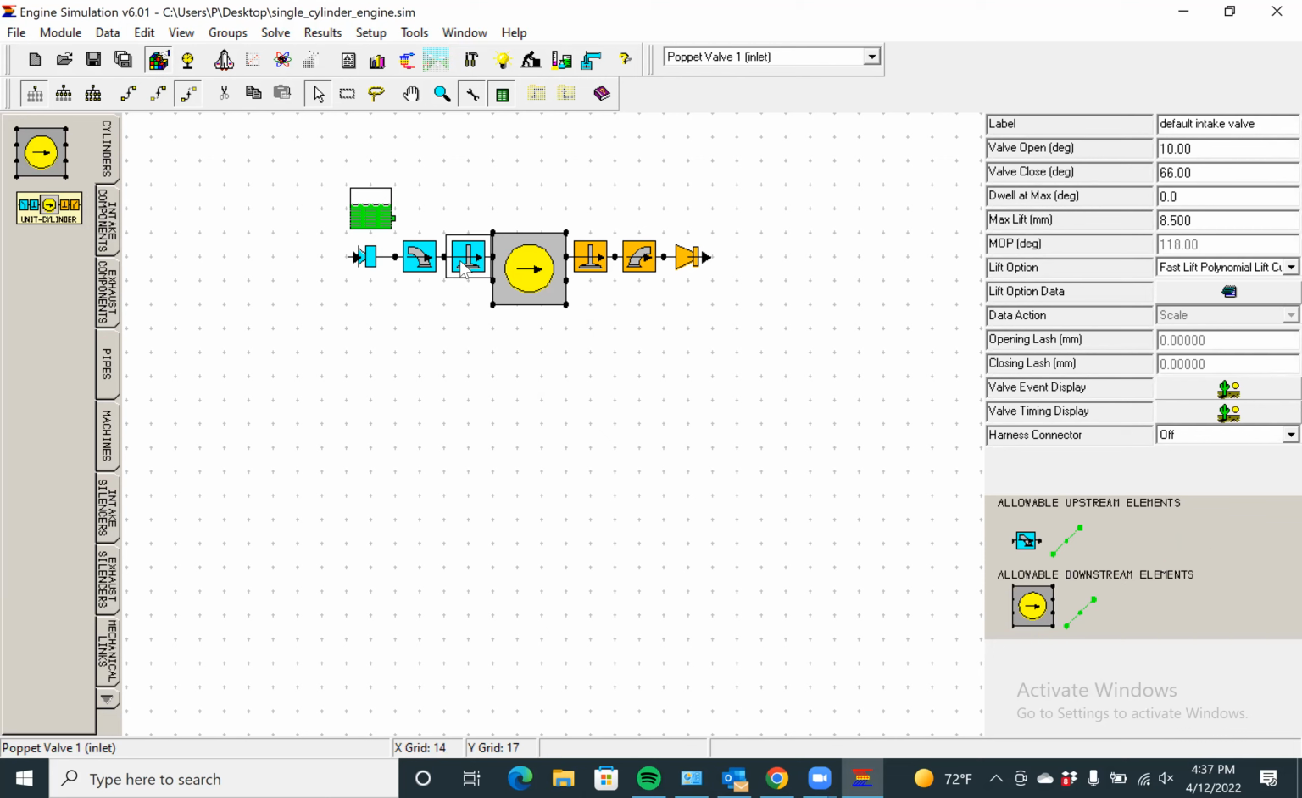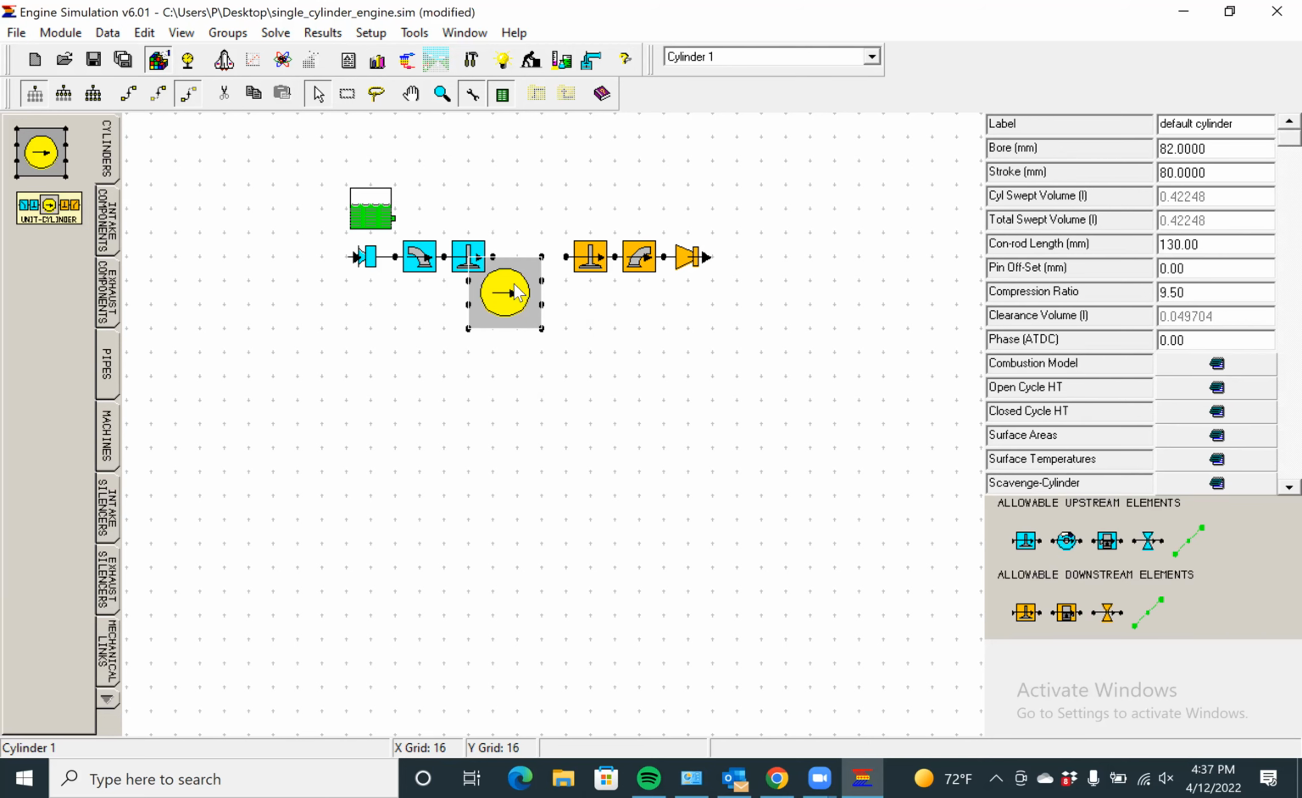Then you have the cylinder, and the cylinder has all the important dimensions. Let me attach this over here. The important parts are the bore diameter, which is the diameter of the cylinder, and the stroke length. Then you would also have the compression ratio. 9.5 is a typical compression ratio for gasoline engines. Then you can add clearance, and other things can get calculated.